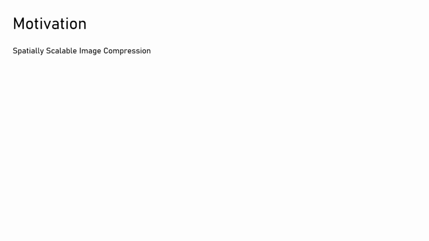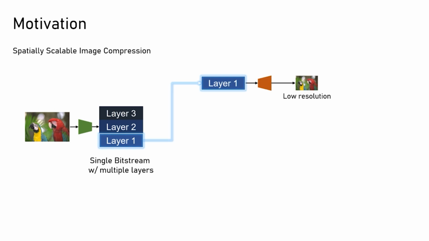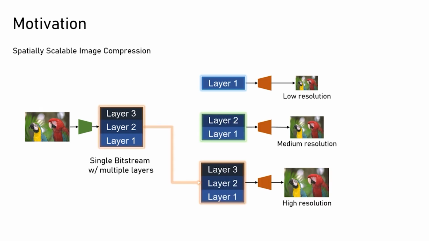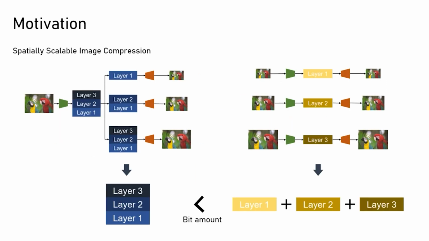Spatially scalable image compression is a topic within image compression that allows the encoding of various versions of an image into a single bitstream in a hierarchical manner with multiple layers. By extracting the desired part of each layer, we can decode an image at a corresponding device resolution. Typically, redundancy between adjacent layers is reduced through a prediction method, resulting in higher coding efficiency.